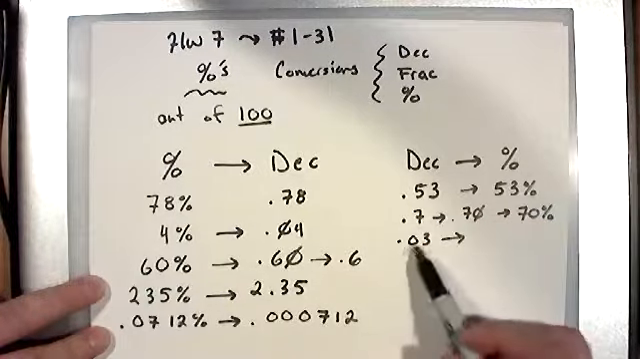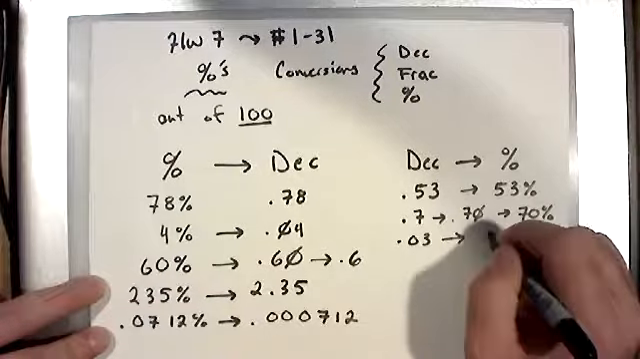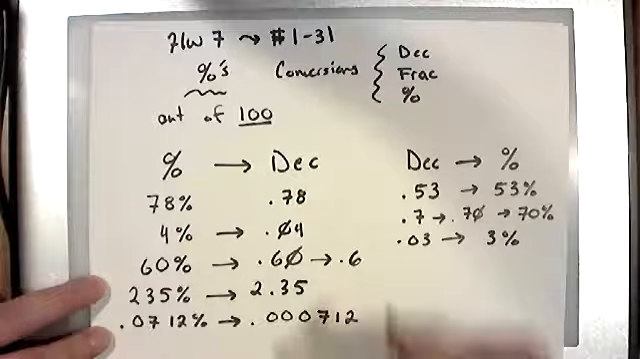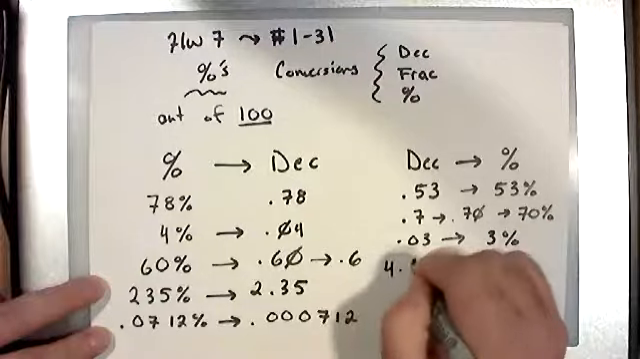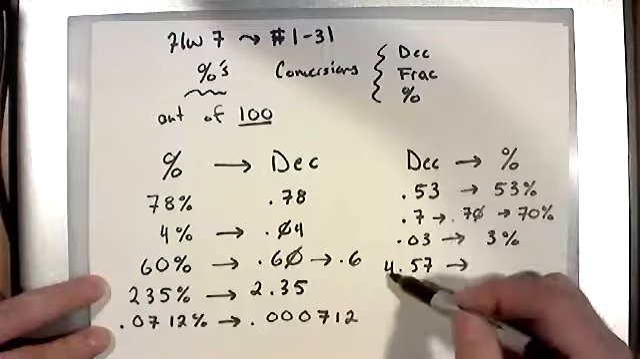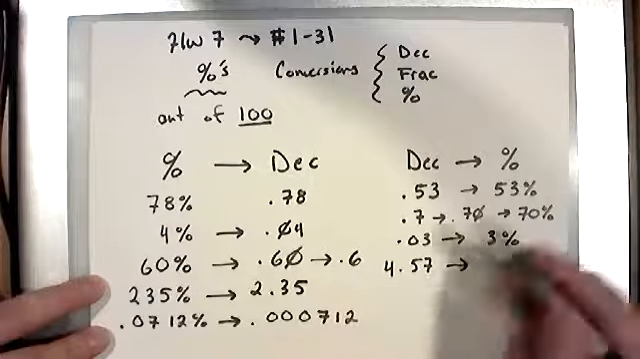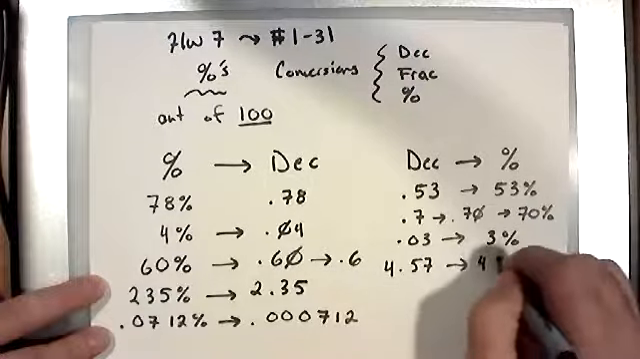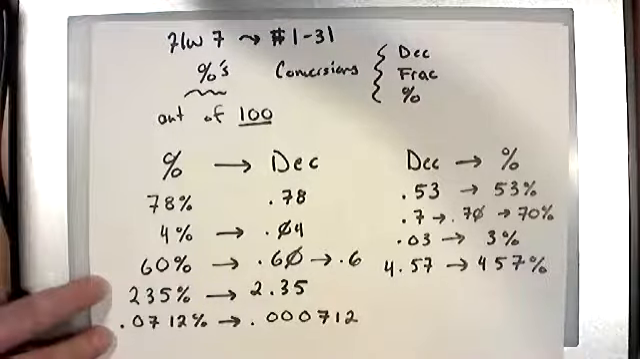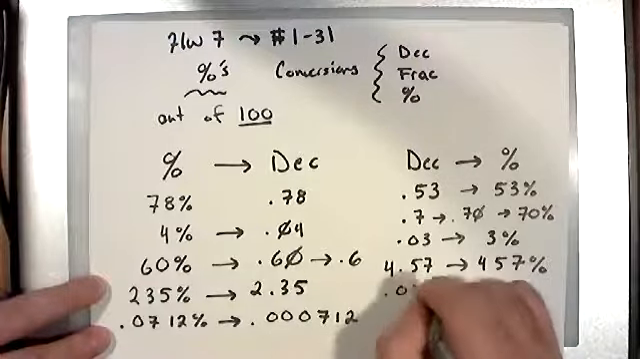Here we have 0.03 or 3 cents. So that would be what? 3%, right? 4.57. Now that's, again, think about pennies here. That'd be $4.57, 457 pennies, 457 cents, 457%, right? So the penny thing works most of the time. It just doesn't work on these very small numbers.